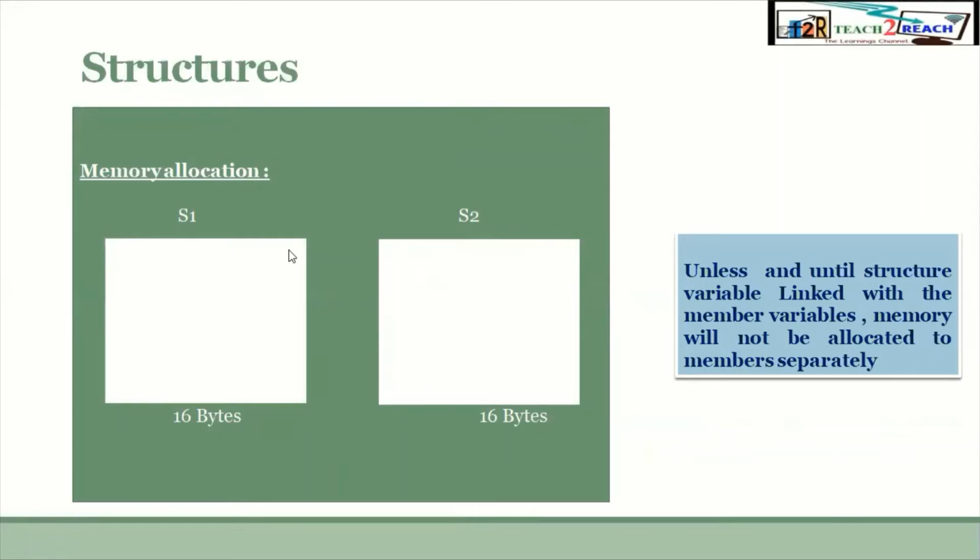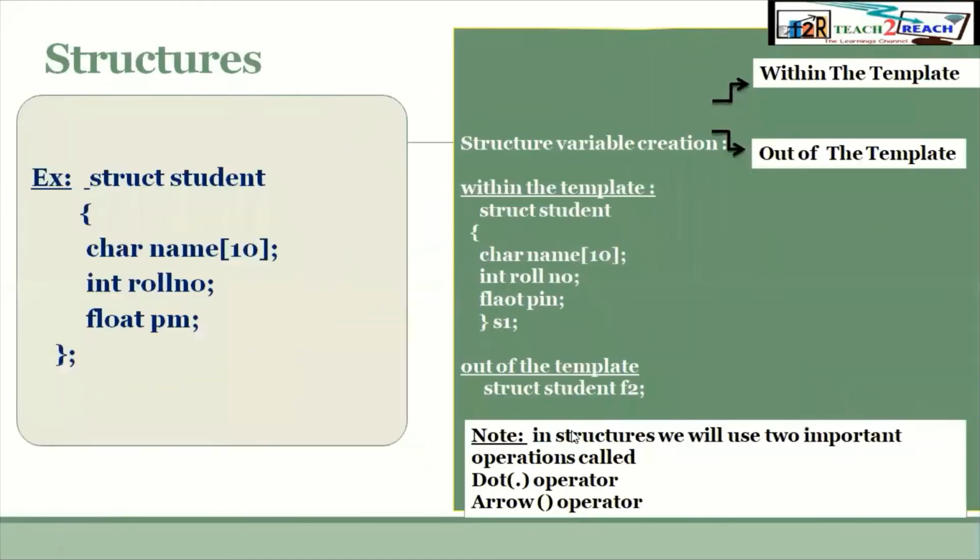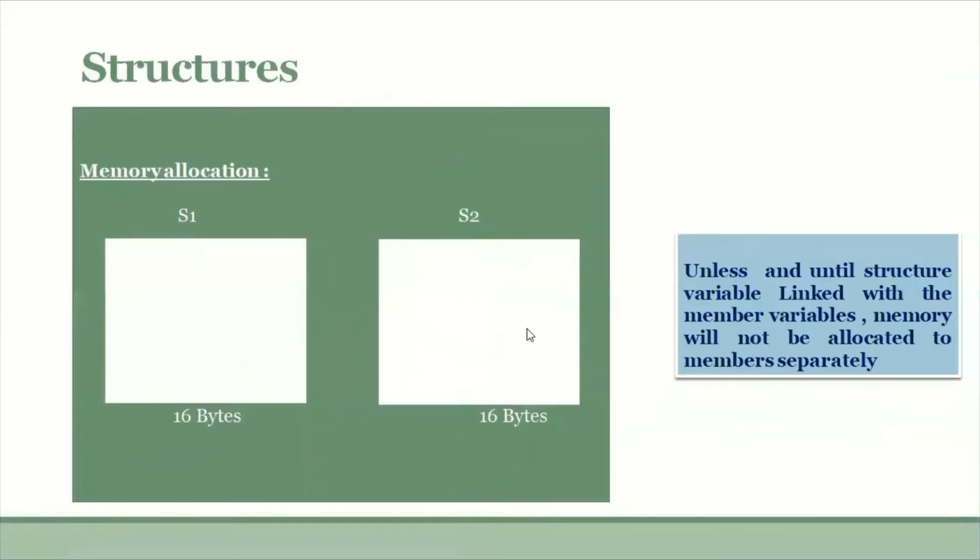In the previous example, two structure variables were created, S1 as well as S2, and these two variables occupy 16 bytes of memory. Why 16 bytes? Just go back. In this example, the size of the name is 10 bytes. What is the size of integer? 2 bytes. What is the size of float? 4 bytes. 10 plus 2 plus 4 is 16. So initially the compiler allocates 16 bytes for S1 and 16 bytes for S2.